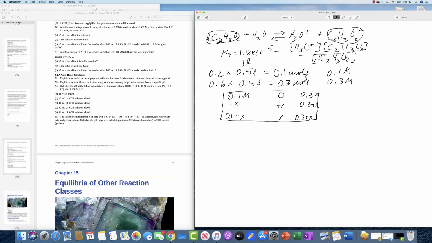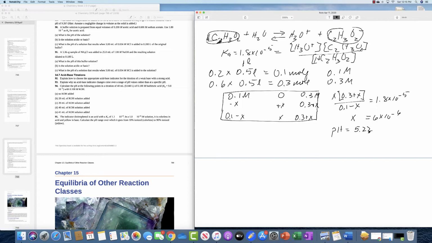And then we can substitute these values in here and say that X times 0.3 plus X divided by 0.1 minus X is equal to 1.8 times 10 to the minus 5. And so X here is going to equal, if we assume these X terms are significantly smaller than these values, 3X is equal to that. So if we divide 3 into that, we get 6 times 10 to the minus 6. And if we put that in our pH formula, we get a pH of 5.22.